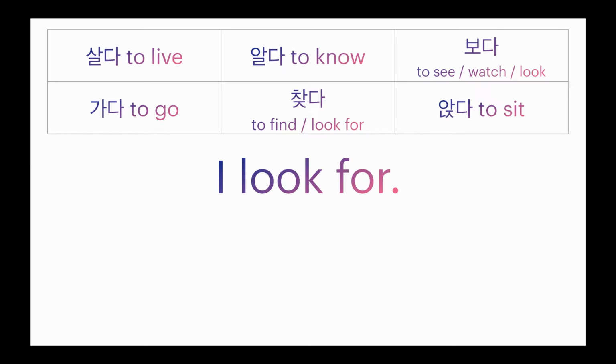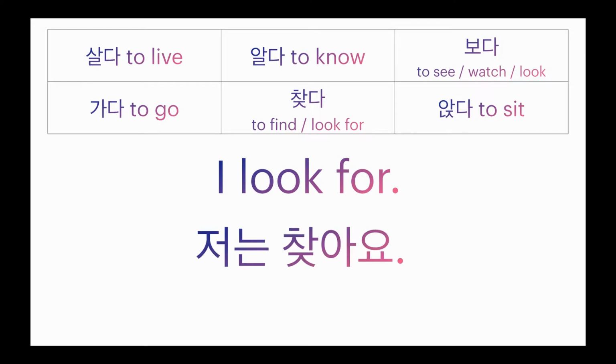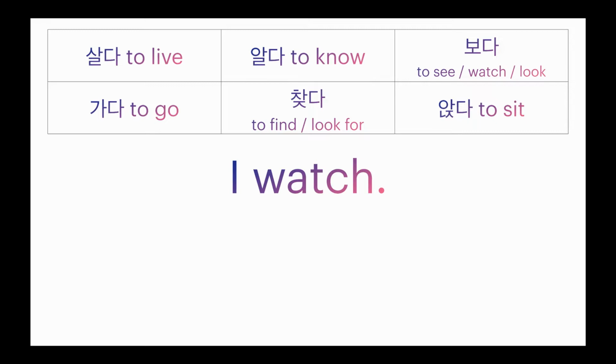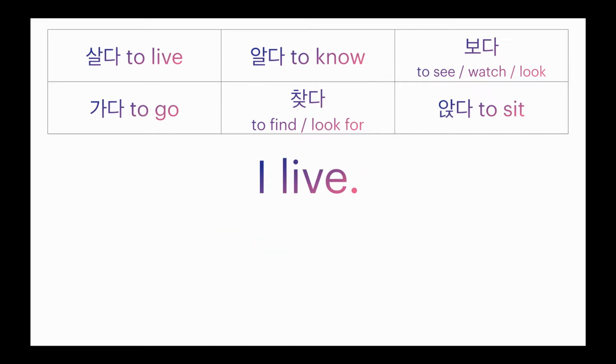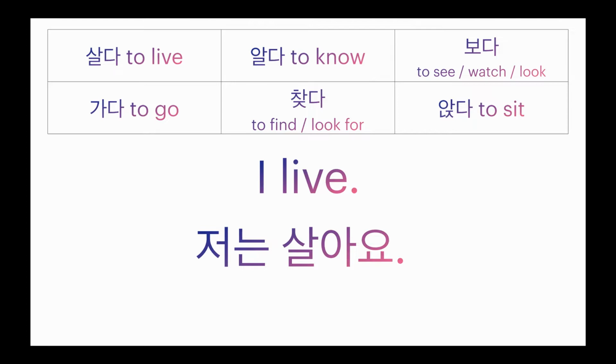I look for. 저는 찾아요. I watch. 저는 봐요. And just a reminder that 봐 is a combination of 보아. 봐. I live. 저는 살아요. Now let's make our sentences a little bit more interesting.